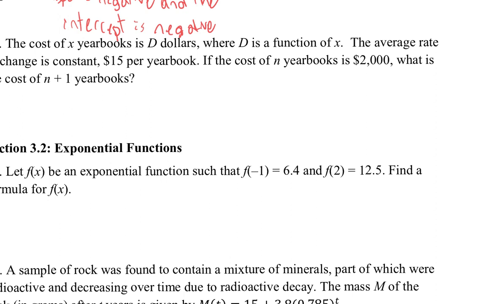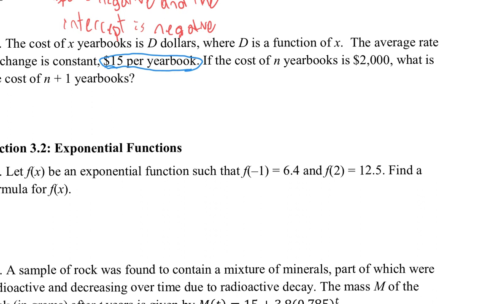For this next question, it says the cost of x yearbooks is D dollars, where D is a function of x. The average rate of change is constant. It's $15 per yearbook. If the cost of n yearbooks is $2,000, what is the cost of n plus 1 yearbooks? So this question, just visually looking, it's kind of tricky. We have this n and this n plus 1. But the big thing is this thing that I circled, that the average rate of change is $15 per yearbook. So that means for every time we make another yearbook, the cost, which is D in dollars, is going to go up by 15, right?